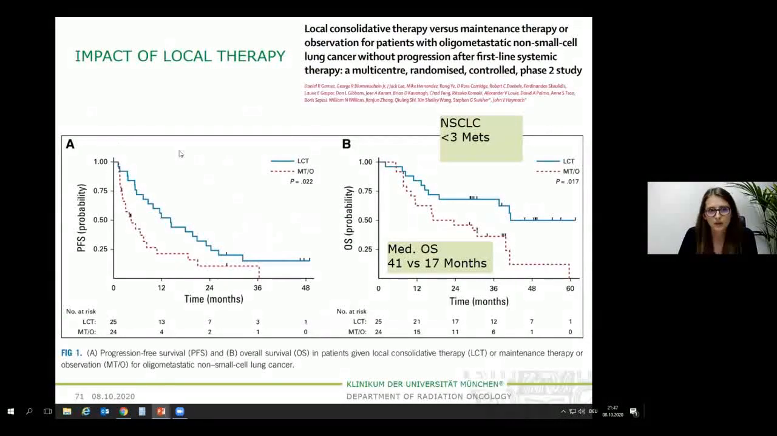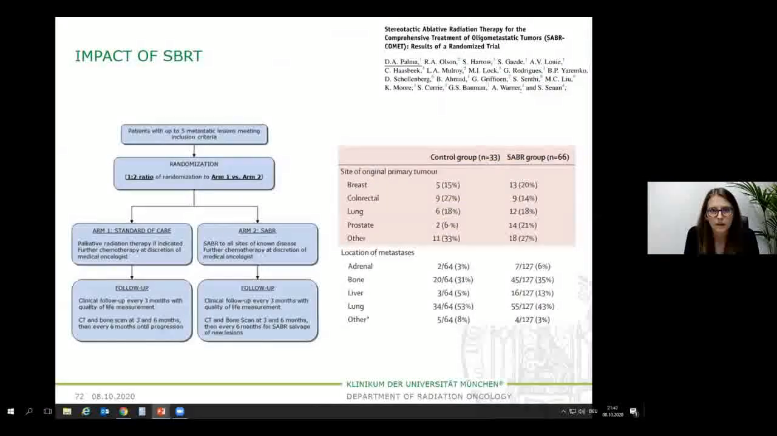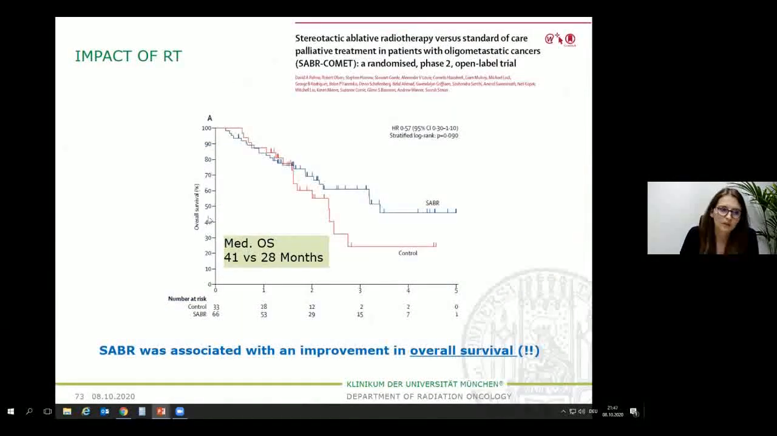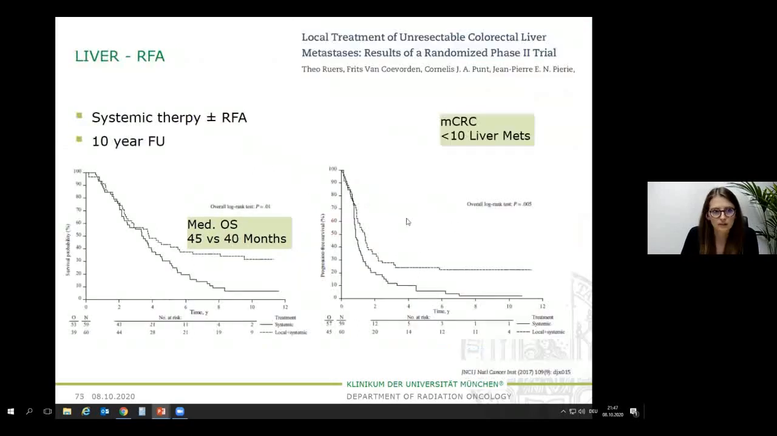So the study by Gomez with NSCLC, so lung cancer with less than 3 mets, where they found the overall survival if you treat all the metastases. And similar also the SABR-COMET study with up to 5 metastases, where these are very impressive curves, where if you treat the metastases, you have a much better outcome.